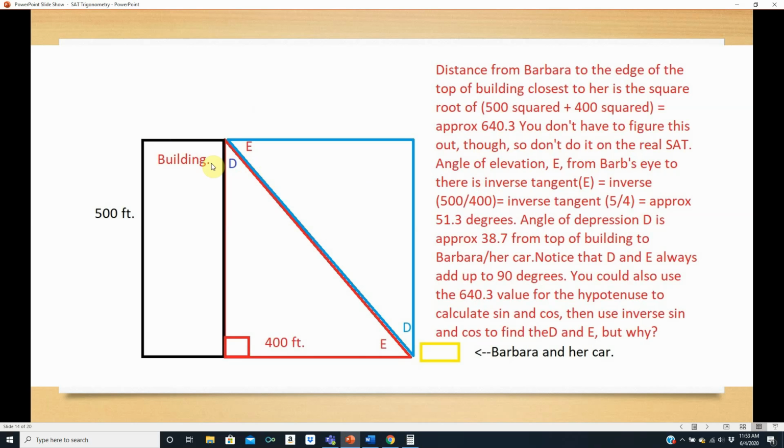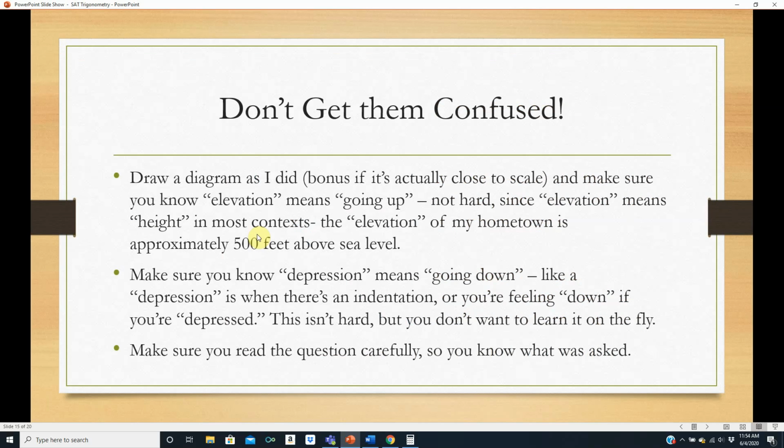If they're asking for the angle of depression, you need this. So it's this angle here where the person's looking down at this object. You don't want the angle of elevation from here to the horizontal. I guarantee you that will be one of the wrong answers on the SAT. Same thing, if you want the angle of elevation, you don't want 90 minus it, which would be the angle of depression over here. So don't get them confused. Draw a diagram as I just did. It's a bonus if it's actually close to scale, so maybe you'll see if it's reasonable or not.